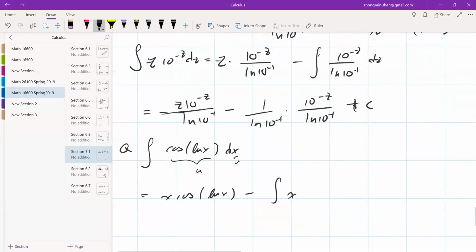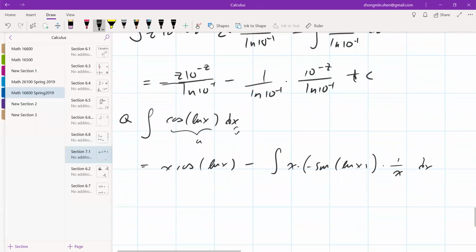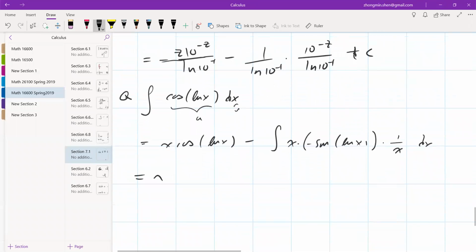times du. How can I find du? Du is going to be cosine becomes negative sine, and then differentiate the natural log of x, you get 1 over x. So you will get x times sine of natural log x times 1 over x, and x is gone. This is v du.